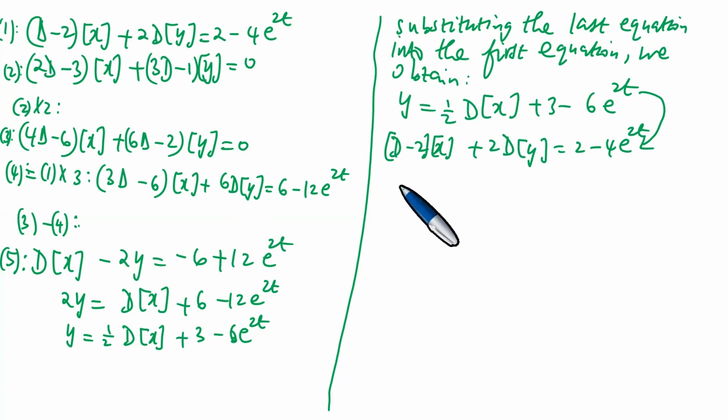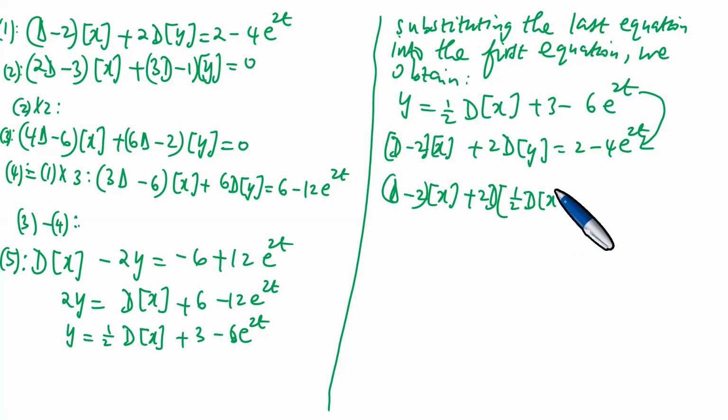And if we do that, we obtain d minus 2 operating on x. This is a funny operator, because I was discussing this and one professor suggested that it is obviously not a good operator. Sometimes it acts as a number instead of being an operator. The professor's argument was, what's the point of this method? It's very ineffective. But now you have the dx plus 3 minus 6e to the twice t.